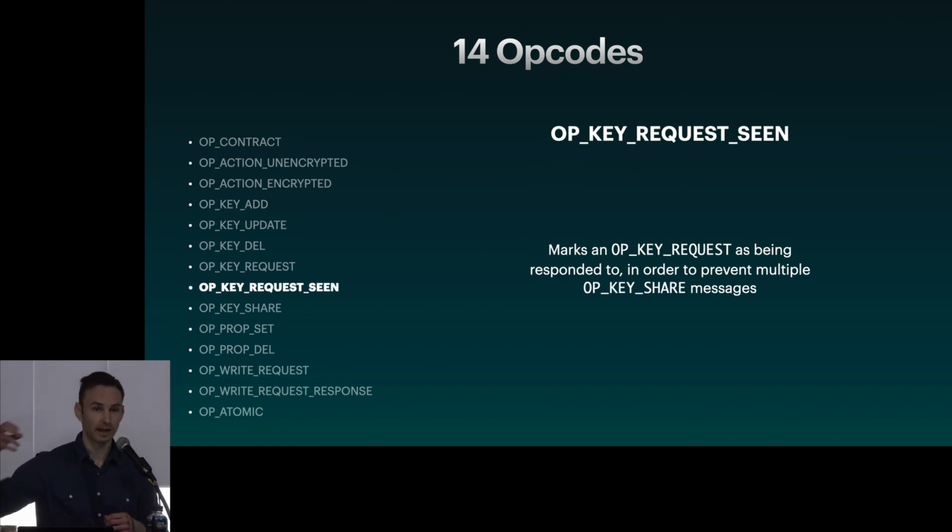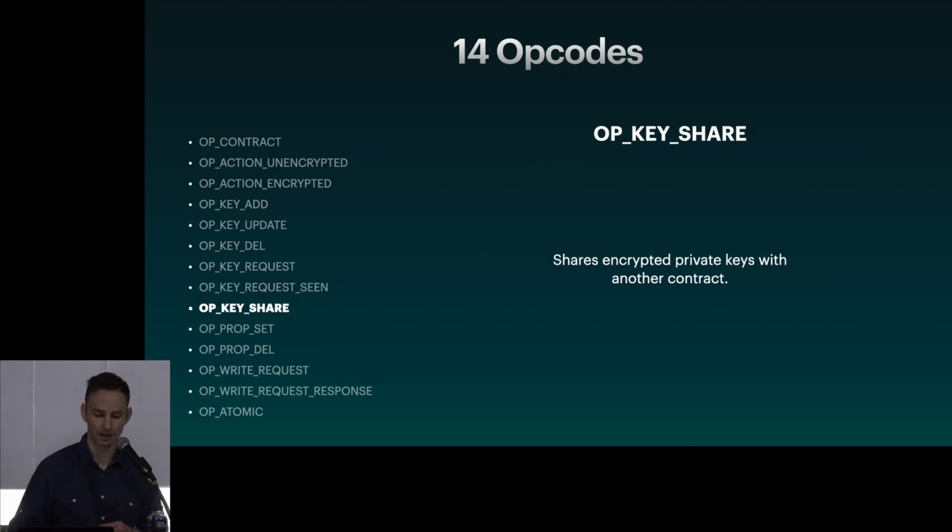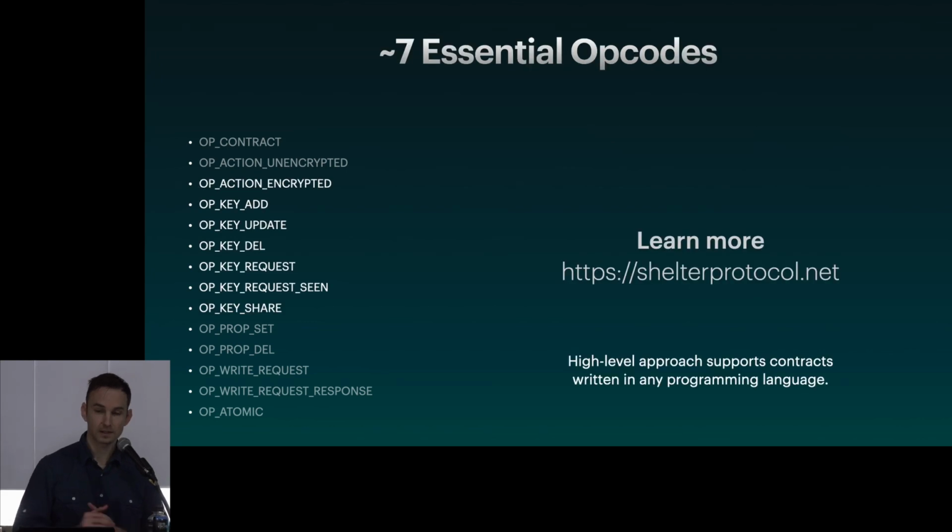Anyone in that group can send the key back using another opcode called OP key share. But we don't want everyone in that group to respond with OP key share. We want to limit it and just say, well, one person responded, okay, we don't need to send OP key share again. That's what OP key request seen is for. It just marks an OP key request as being responded to. OP key share is the actual response to an OP key request. It includes the encrypted private key. So these are the 7 essential opcodes for doing end-to-end encryption in Shelter Protocol.